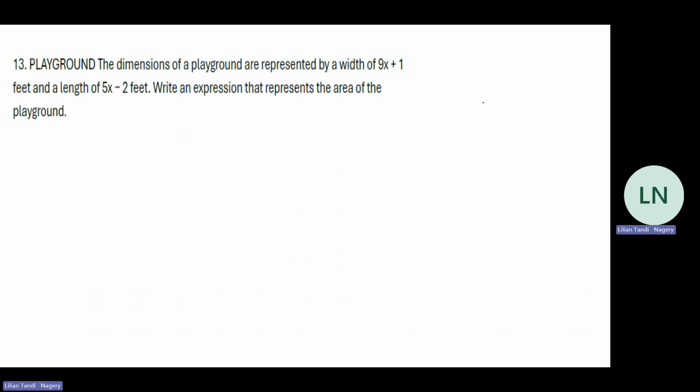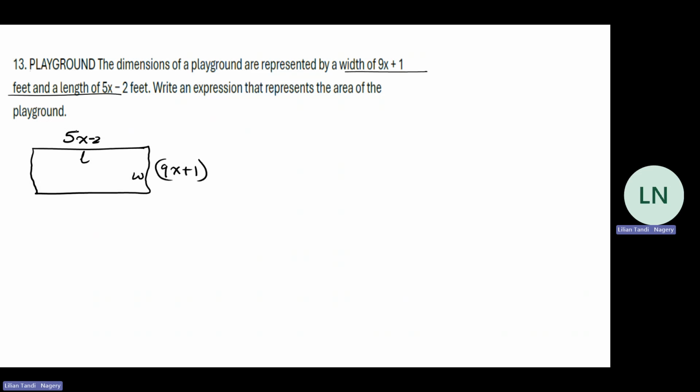A playground. This question is about a playground. The dimensions of a playground are represented by a width and a length. So I know my playground is a rectangle. I always like drawing so that I see my diagram. We know that the length is how much? 5x minus 2. And the width is how much? 9x plus 1. Because there are two terms, I will put them in brackets. Write an expression that represents the area of the playground.